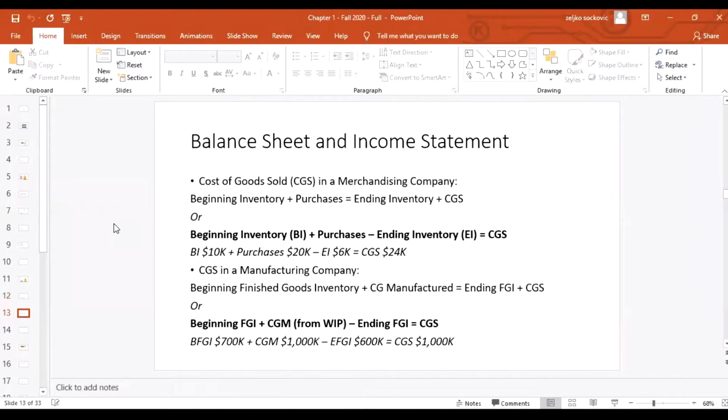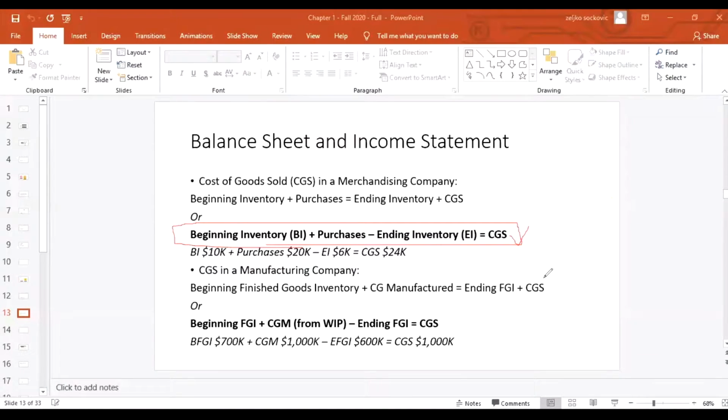So this, for example, is a balance sheet and income statement example. You will have to be very familiar with this for chapters 2 and 3, and maybe some later ones too. You will have to understand this basic formula: beginning inventory plus purchases minus ending inventory is equal to cost of goods sold. So how much stuff did I sell?